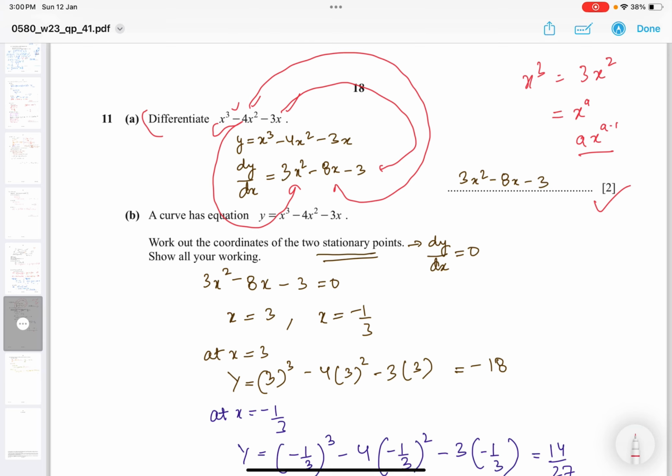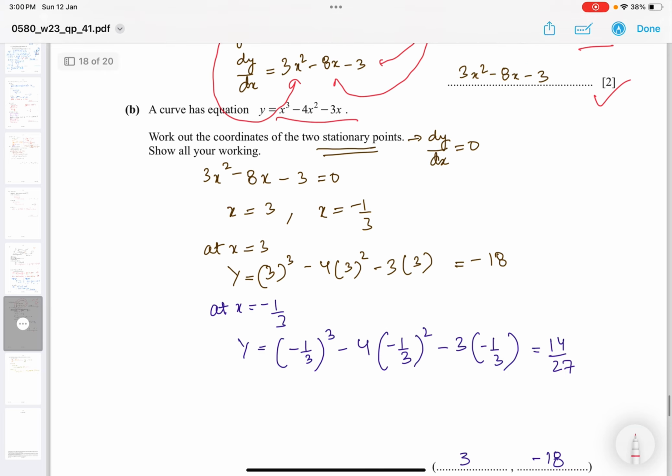Let's move on to the next question. The curve has this equation. Work out the coordinates of the two stationary points. Show all your working. So what is a stationary point? A curve is like this, for example, and the stationary point is the point where the slope is 0.